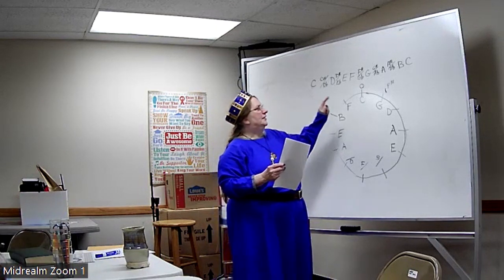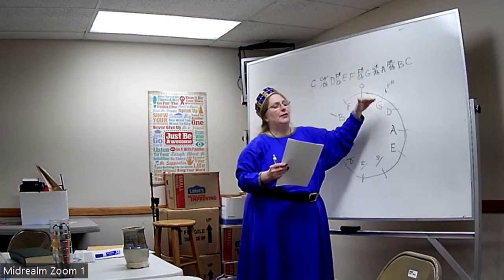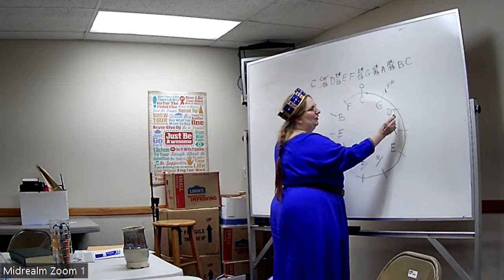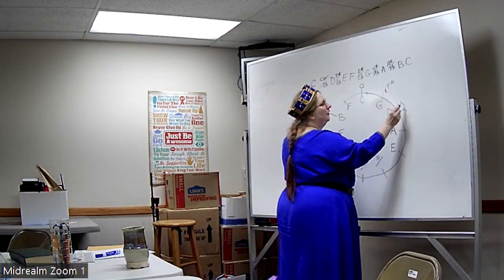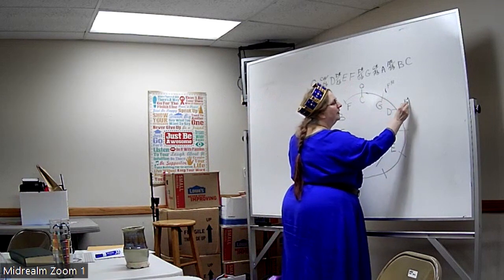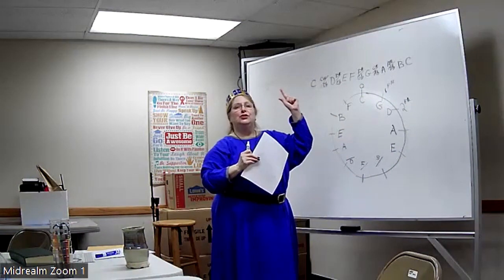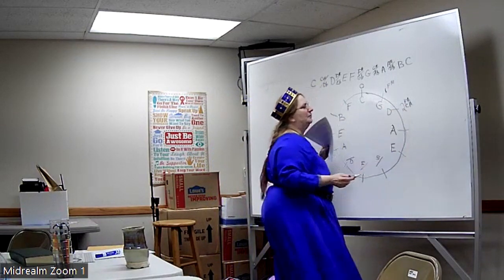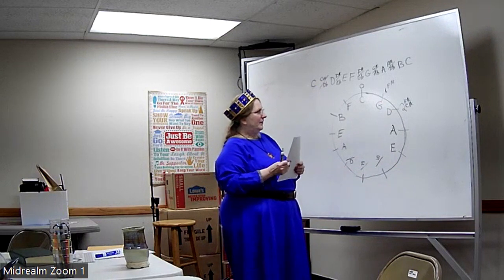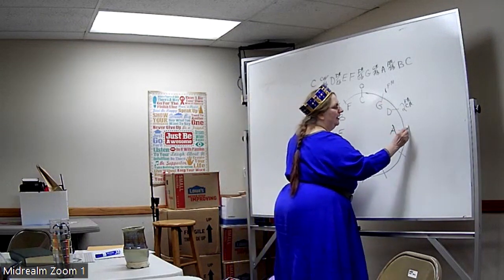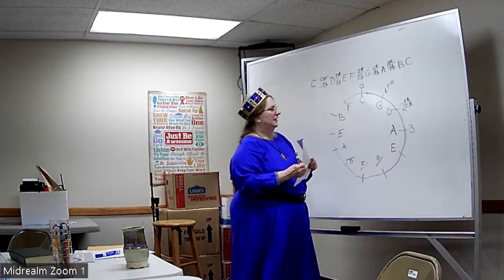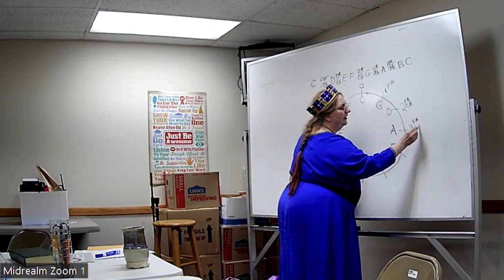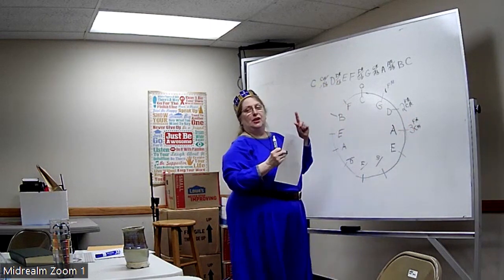One of the things to remember is any sharps or flats you have carry to the next key. So key of D at 2 o'clock has 2 sharps. We carry the F sharp. Father Charles, so the second sharp is C sharp. A has 3 sharps. You carry the F and the C. Father Charles goes.